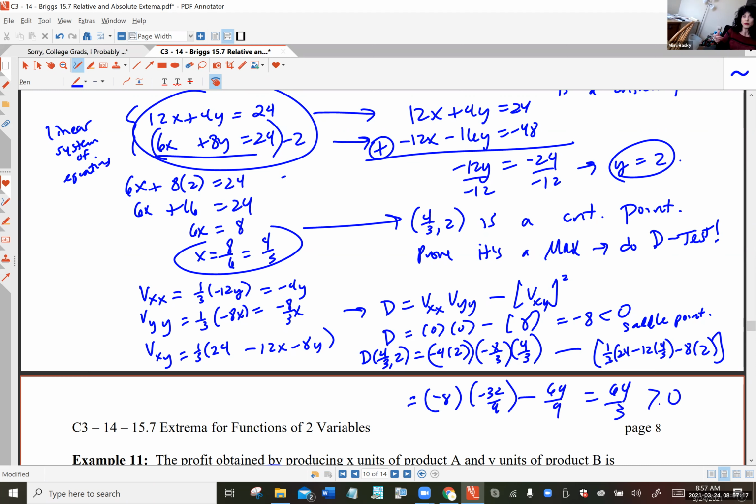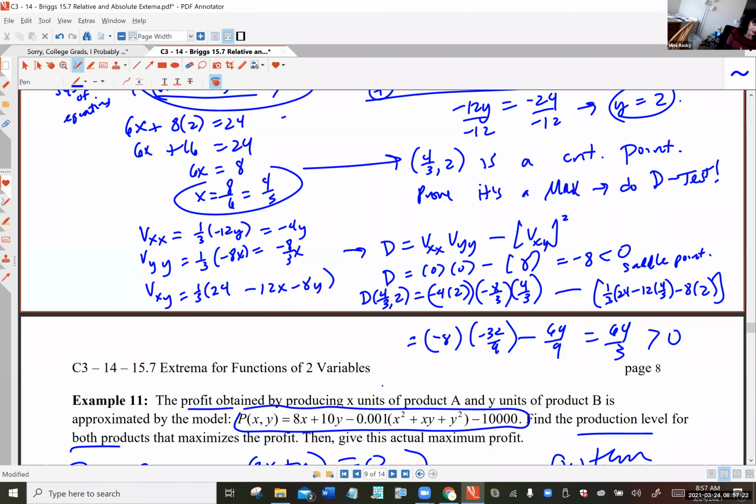Well, good news, that means we have either a max or a min on our hands. So to figure out the rest, you have to evaluate the vxx at the critical point, and that will help determine if you have a max or a min. And so I claim you will get, when you do your vxx, negative 4 times 2, but that's negative 8. That's a negative. And so when vxx is negative, but your D is positive, you do indeed have a relative max. Yay. But we're not done with this problem for the following reason.